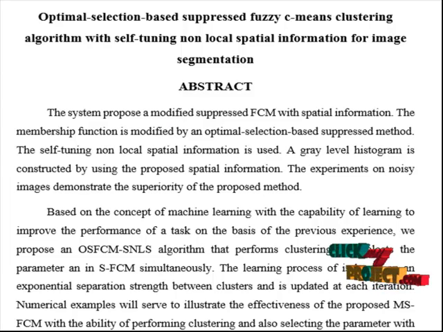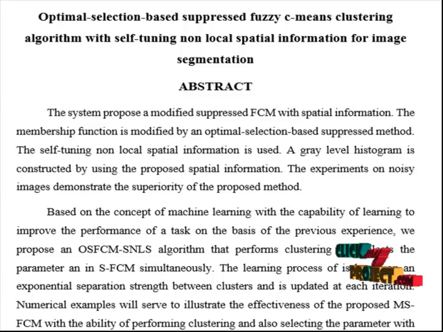The system proposes a modified suppressed FCM with spatial information. The membership function is modified by an optimal selection based suppressed method. The self-tuning non-local spatial information is used. A gray level histogram is constructed by using the proposed spatial information. The experiments on noisy images demonstrate the superiority of the proposed method, based on the concept of machine learning with the capability of learning to improve the performance of a task.